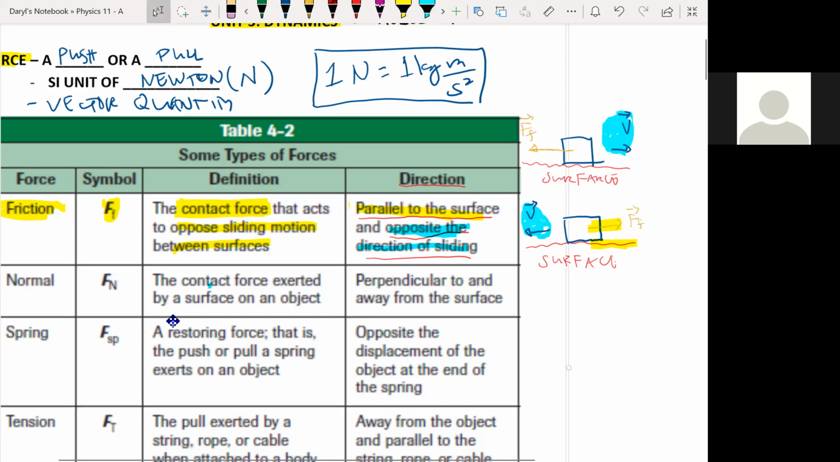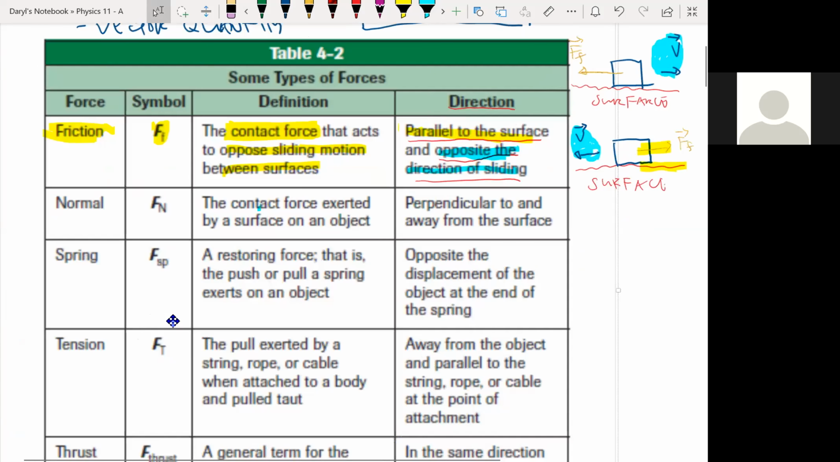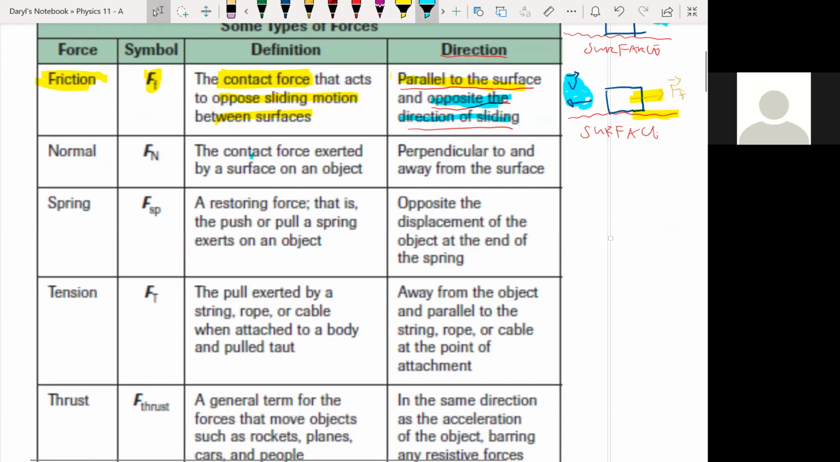And for the second one here, normal force. So actually, these are some common forces that you'll be encountering here. So when we say normal force, again, it's a contact force. So that means that the two objects must be in contact. It is the force exerted by a surface on an object. And its direction, take note of the direction also, it's always perpendicular to and away from the surface.